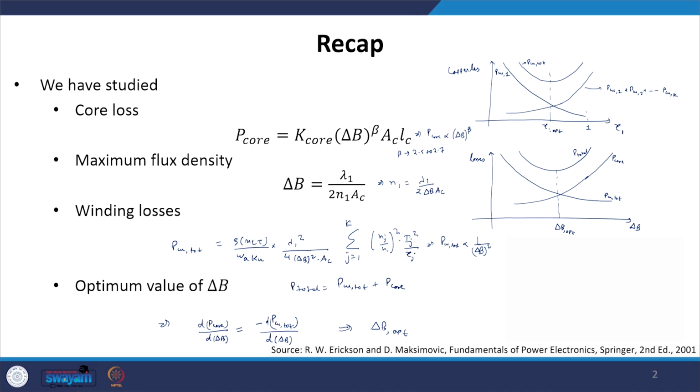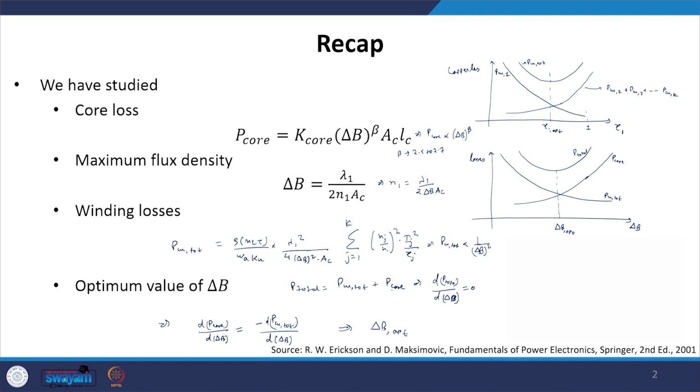That means there is an optimum value of peak AC flux density, where our total transformer losses, comprising the core loss and the winding loss, are minimal. We can obtain this optimum value of delta B by differentiating P total with respect to delta B and making it equal to 0, which gives the optimum value of delta B for which P total is minimal.